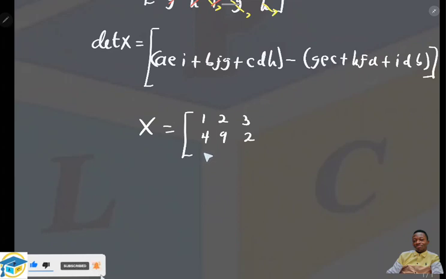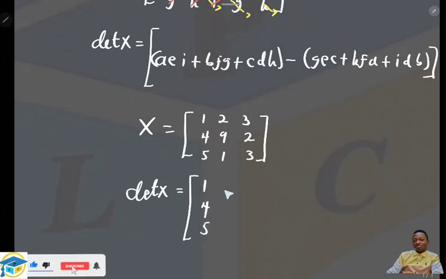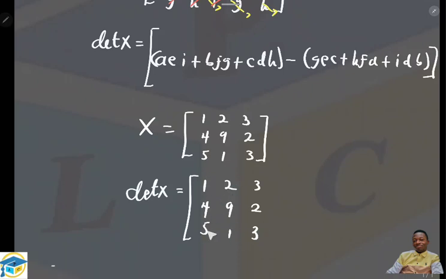then we have 5, 1, 3. By using the product of the downward and upward diagonals, to find the determinant of X, we need to repeat the first two columns of the original matrix X. So we're going to have 1, 4, 5, we have 2, 9, 1, we have 3, 2, 3, and then repeat the first two columns of the original matrix X. So that's going to give us 1, 4, 5, then we have 2, 9, 1.